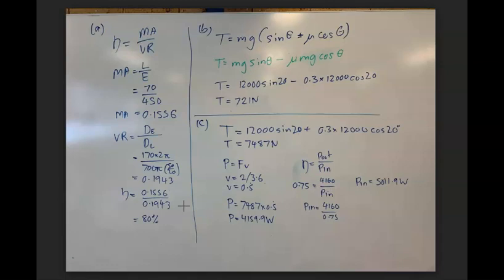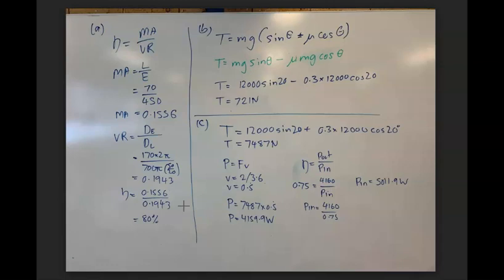So power equals FV. We need to calculate V. The velocity they give us is 2 kilometers per hour. We need to convert that to meters per second. So it's 0.5555 repeating, so I've just written 0.5 dot. What I've done is I've taken the tension force, multiplied by the velocity in meters per second, and that gives us a power of 4,000 watts, give or take.